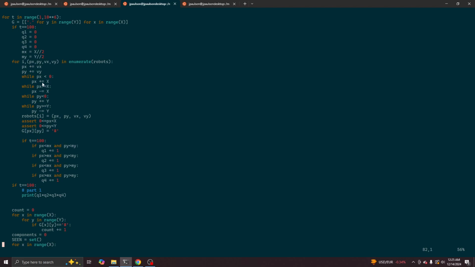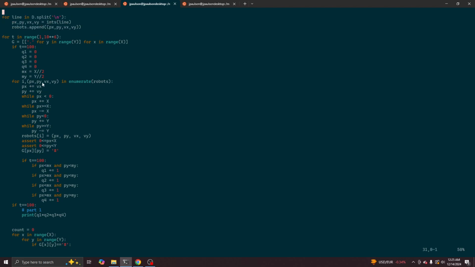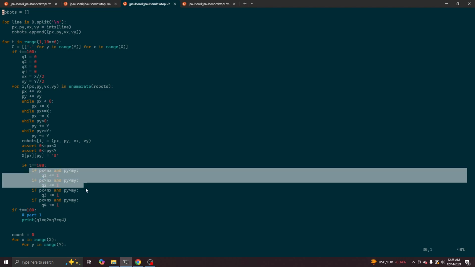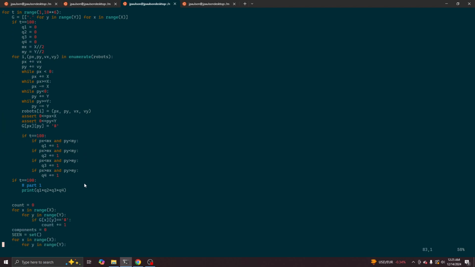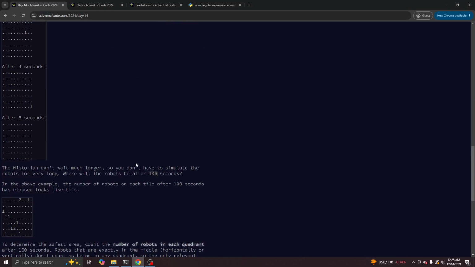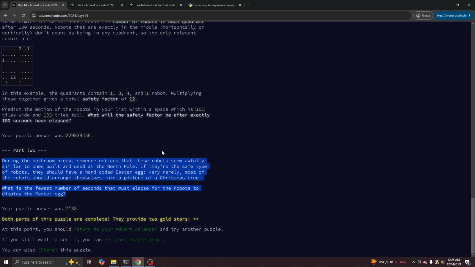And then we can figure out the middle line, which is just x over 2, y over 2. The quadrants are all four combinations of less than the middle and greater than the middle for x and y. In part one, we just want to print out the product of the number of robots in each quadrant. And then in part two, it's a very short but confusing statement. It says, sometimes the robots look like a Christmas tree. When does that happen?